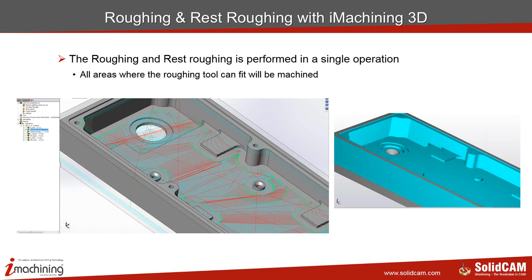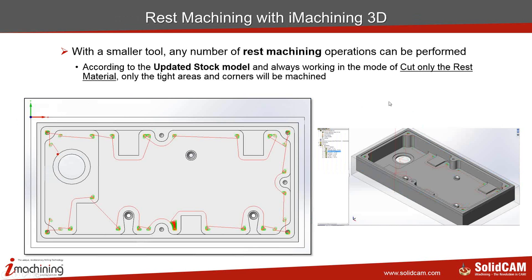Now, what about finishing off in the areas where it could not machine? Well, let's go back to what we're going to do over there. We'll be doing what we call rest machining with iMachining 3D, with a smaller tool. Okay? Now, you can do any number of rest machinings. You can go from one size to a smaller size to a smaller size, and it'll always machine only where there is material left over. And this is very good for getting into those really tight spots.